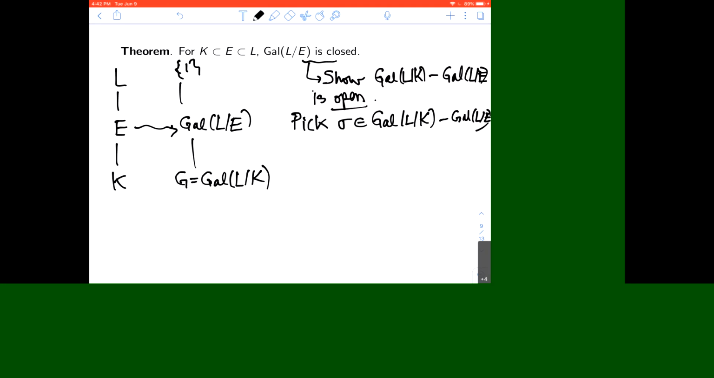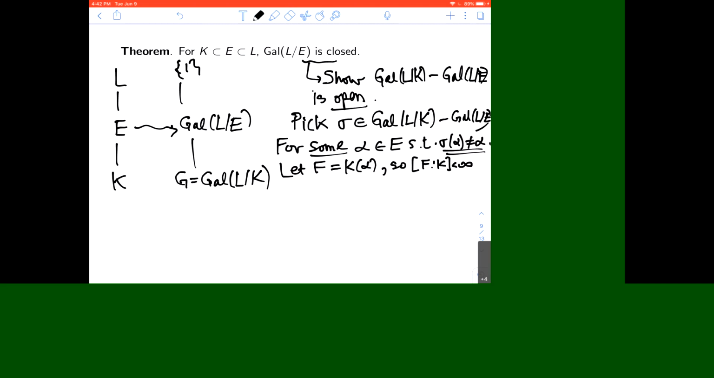And what that means is there has to be something in L that is moved by sigma, call it alpha. What we're going to do now is build a basic open set around sigma that doesn't meet the Galois group of L over E, and we're going to use alpha to do it. Take the field generated by alpha. So that's a finite extension. It comes from K, so it has nothing to do with E.